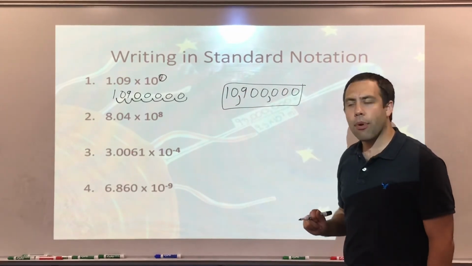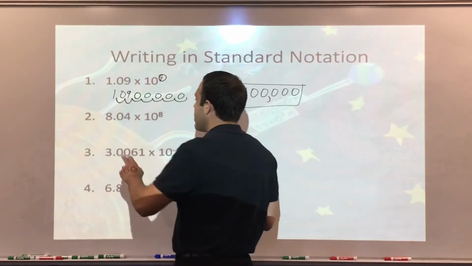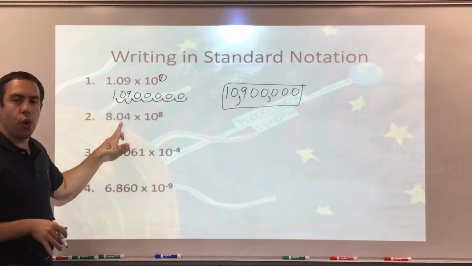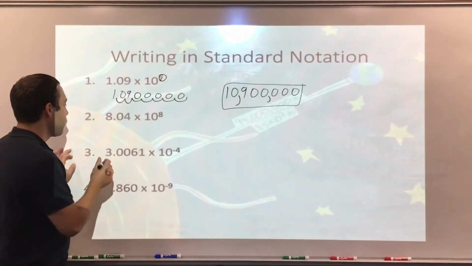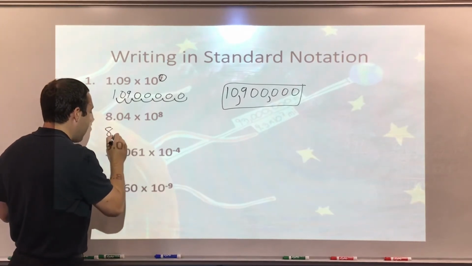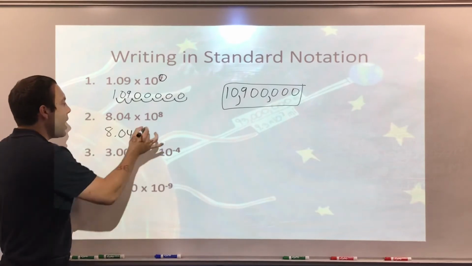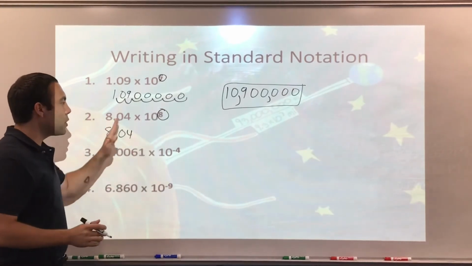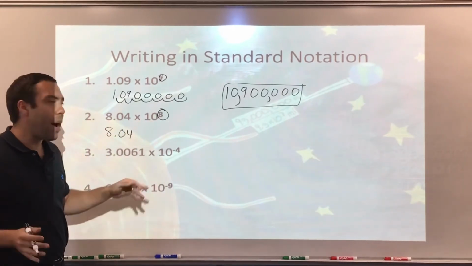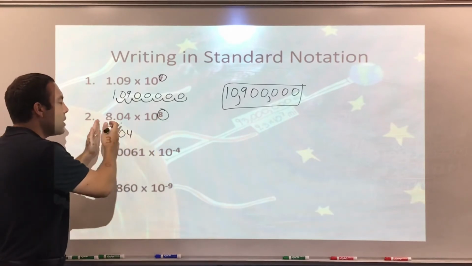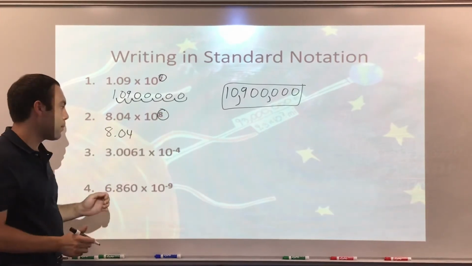We'll try that again with problem number 2. Problem number 2, we have 8.04 times 10 to the 8th. Rewrite the number, 8.04. And we have to move the decimal point over 8 times to the right. It's a positive 8, so that means this number is a very large number.